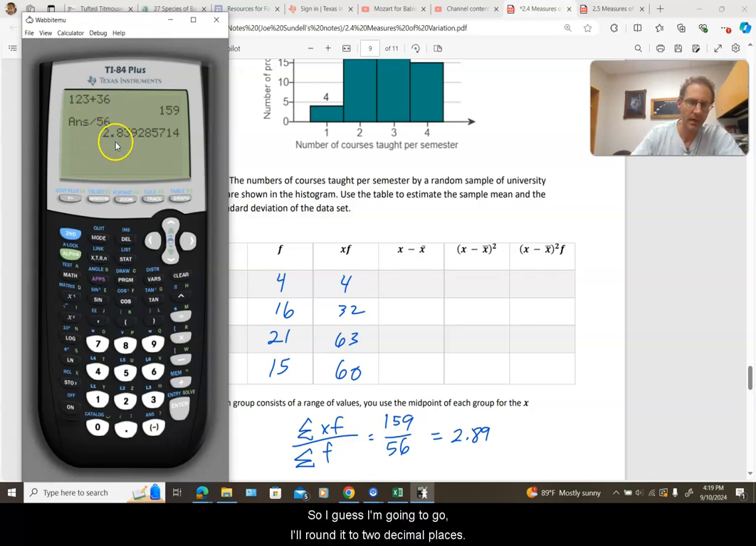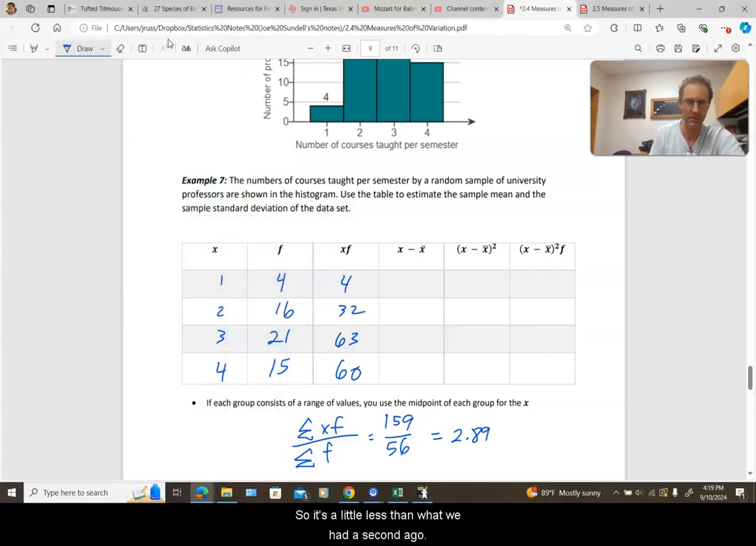So I guess I'll round it to 2 decimal places. I'm going to go to 2.84. Okay, so it's a little less than what we had a second ago.